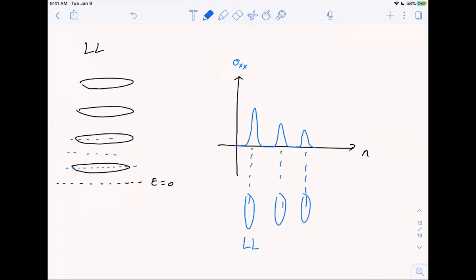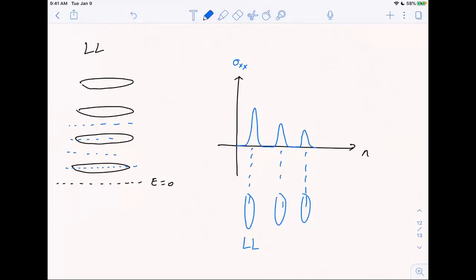But once you're in the gap, the bulk of the material becomes insulating, but there's an edge state. The edge state will give you the conductivity. We need more lectures if we want to study this phenomenon. But once you're inside the gap, the edge of the material will become conducting.